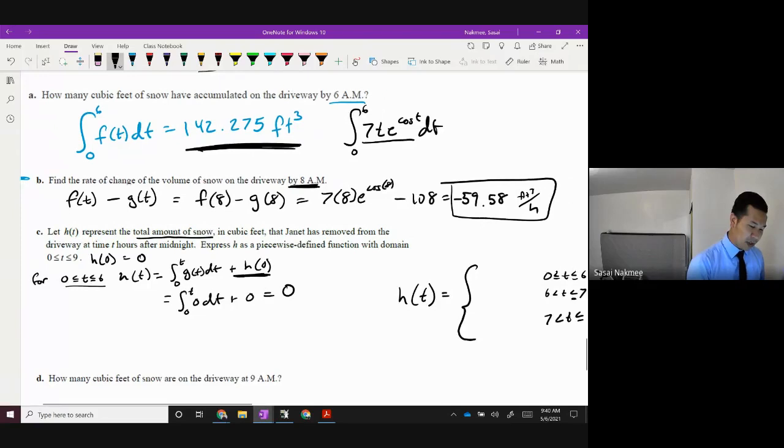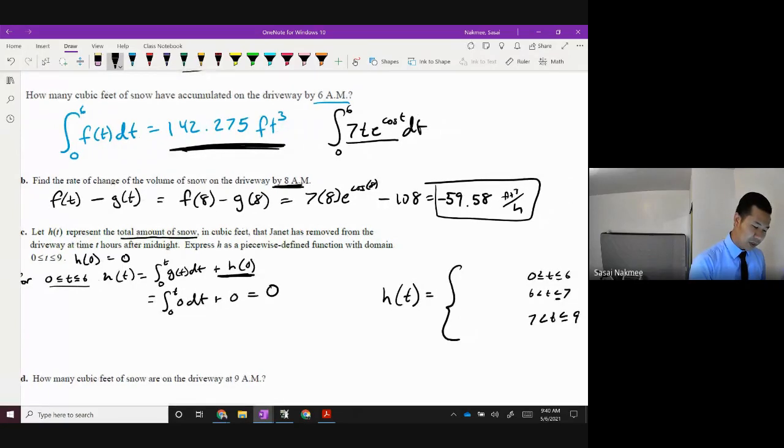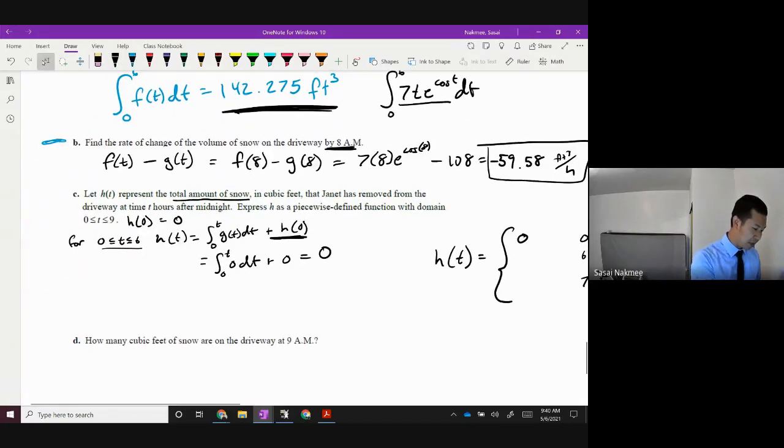So how much snow has she removed from 0 to 6? That function is 0 because she just hasn't started removing any snow yet, right? Hopefully that makes sense. So we keep going then. We do the next one.